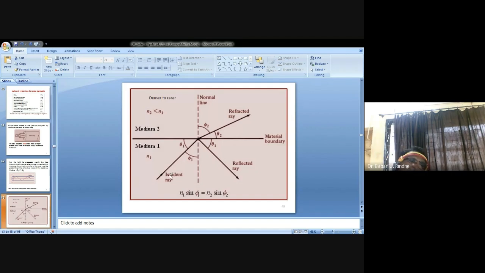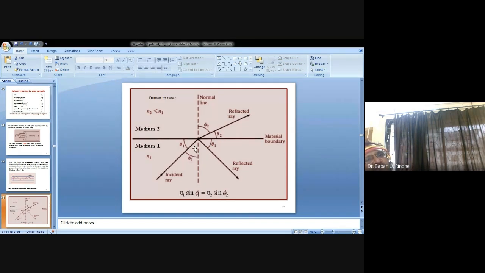This is an incident ray. Here we are showing phi1 and this is phi2. Okay, this is an incident ray. Suppose we are also thinking about the critical angle. When that critical angle phi c is 45 degrees, then the light passes along this material boundary.